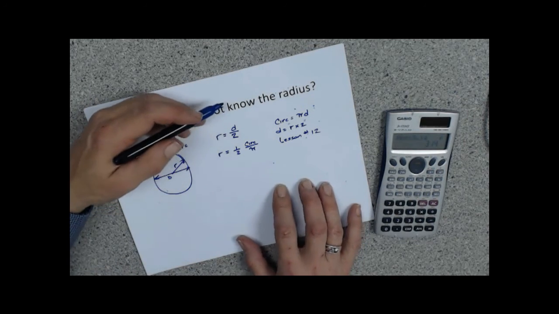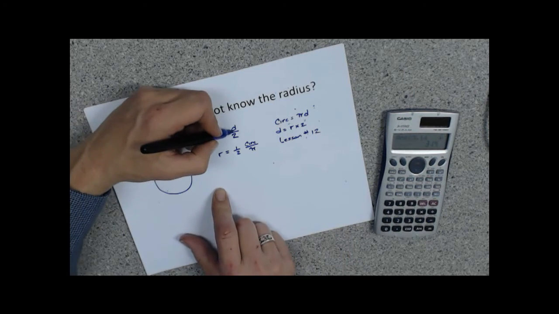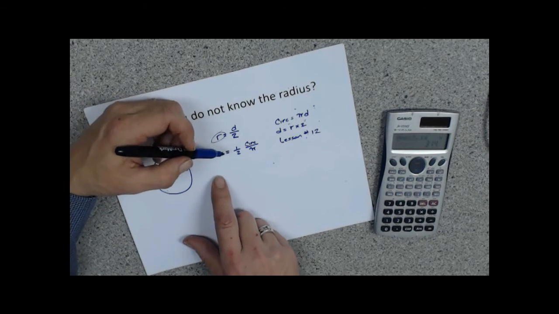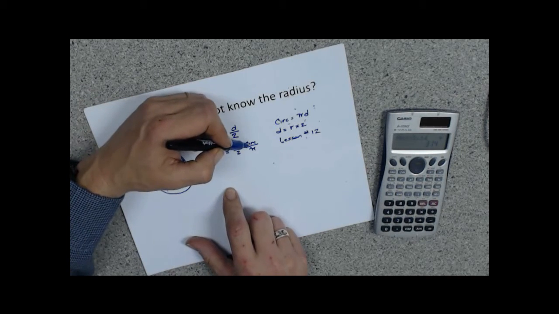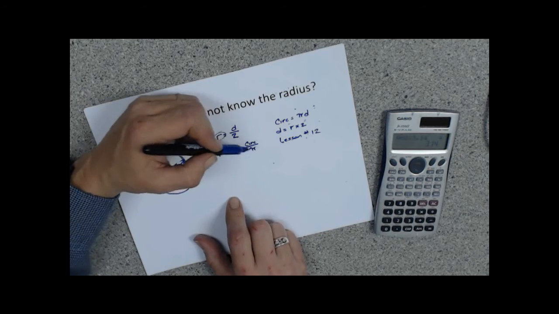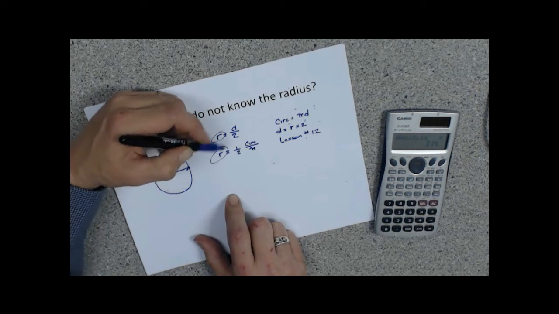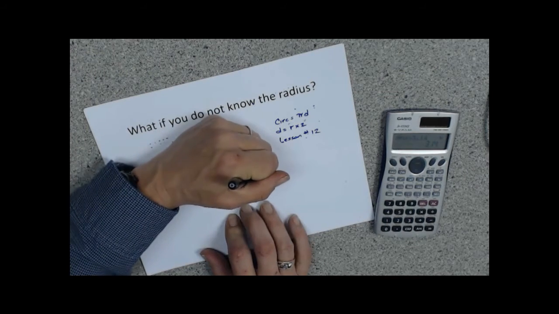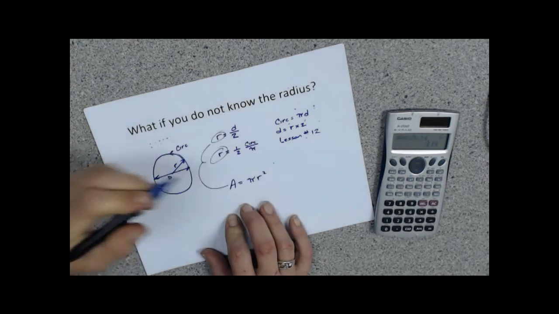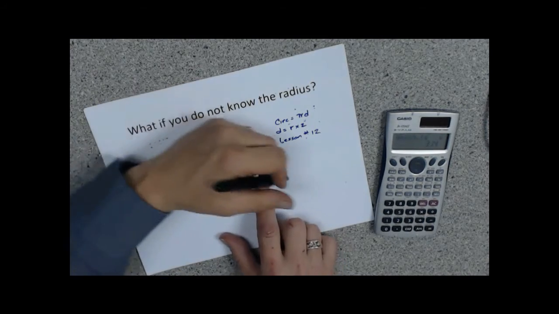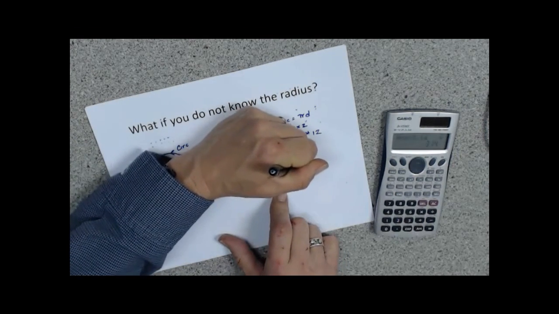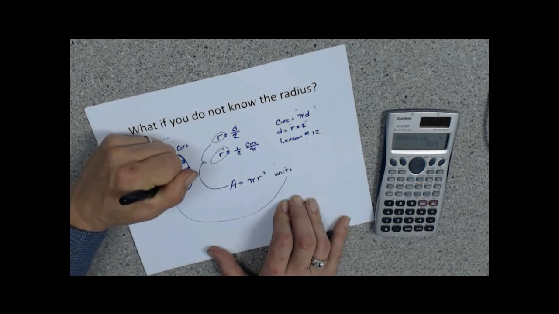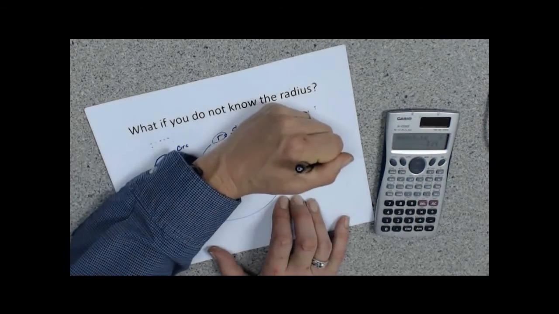In this situation, if we know what the diameter is, we can simply divide it by 2, and that gives us our radius. Or if we know what the circumference is, we can divide the circumference by pi to get the diameter, take half of that, and that gives us the radius. And then either one of these can be plugged into the equation. Area is equal to pi times the radius squared. The units here will be the same units that are used in the circle. So if this is inches, then this will be square inches.